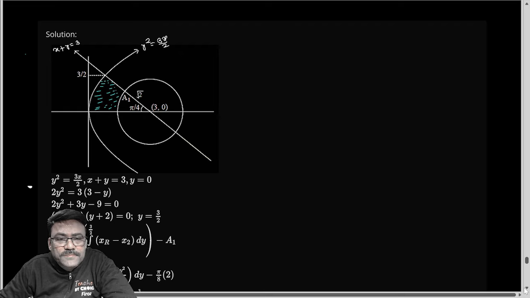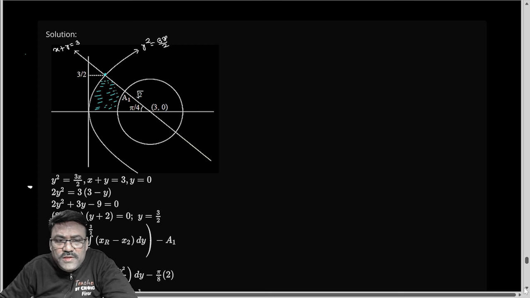Now if I find the intersection of the line x plus y is equal to 3 and this parabola, you will get this point. This point has y coordinate 3 by 2, and if you put y coordinate 3 by 2, you can get x also. So here y is 3.